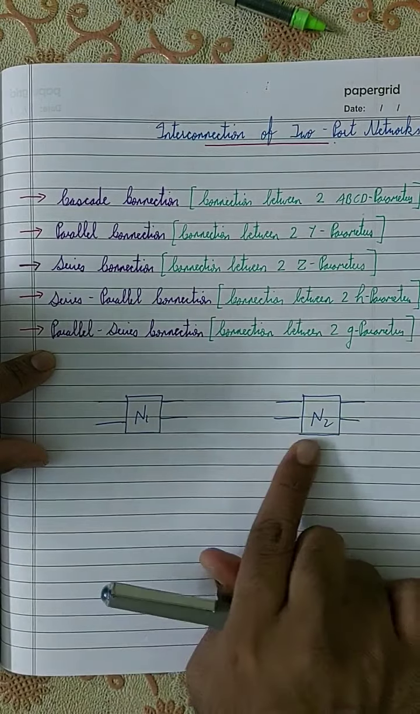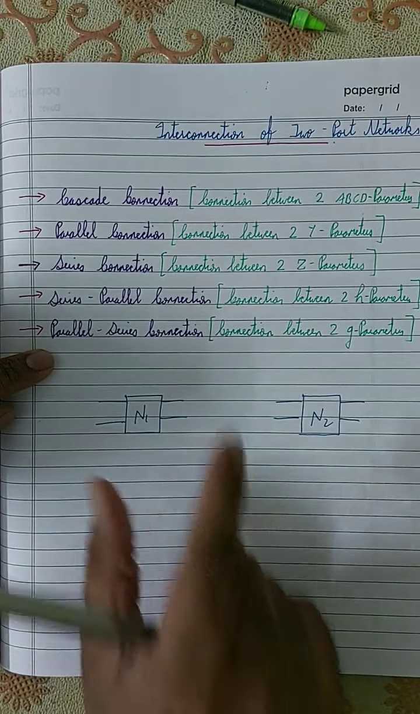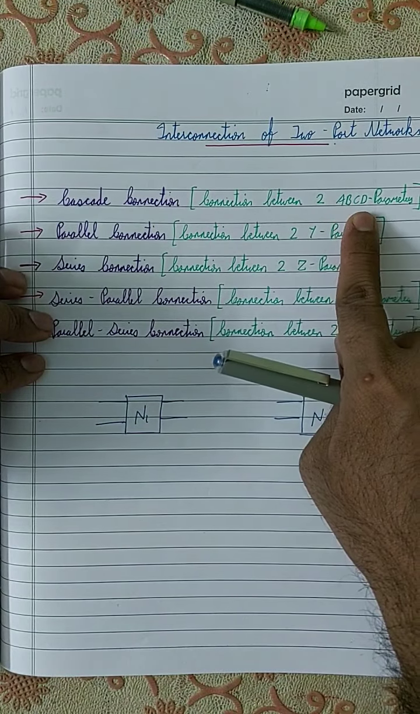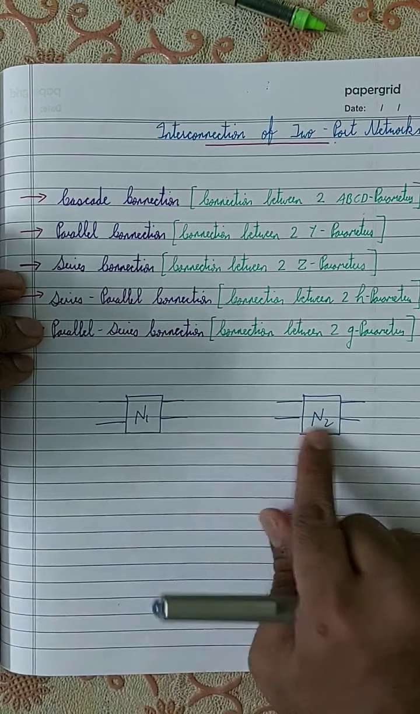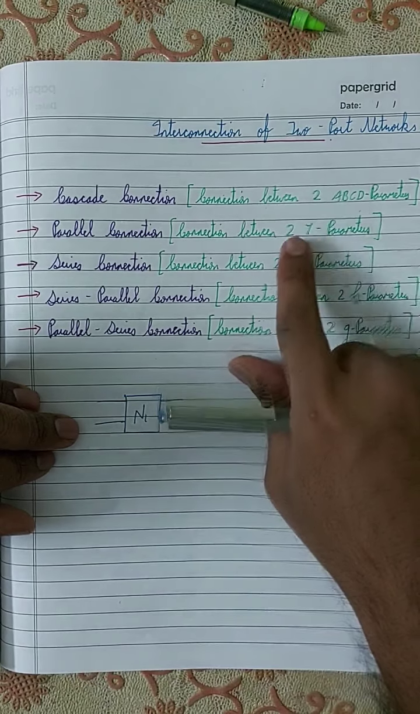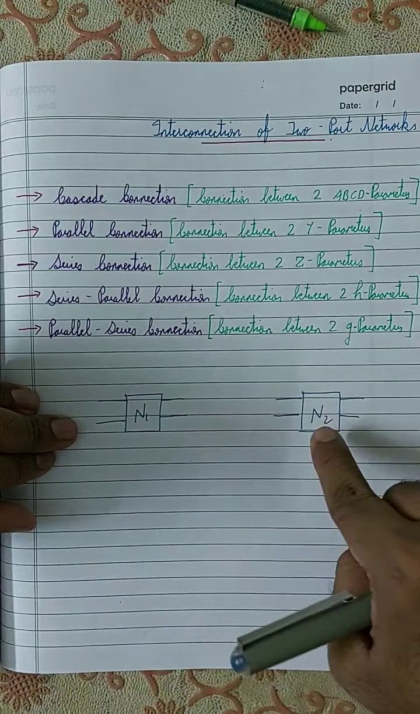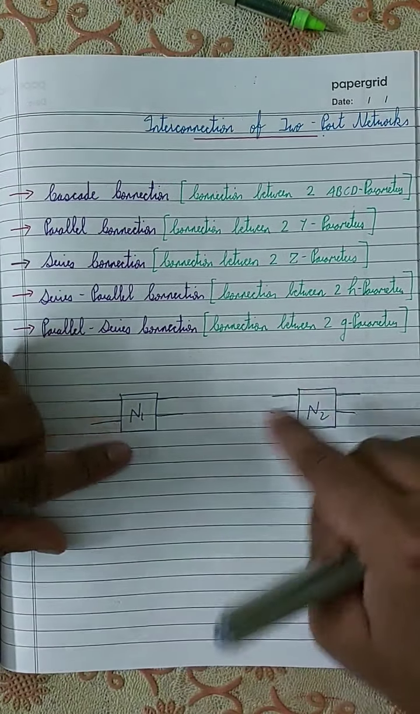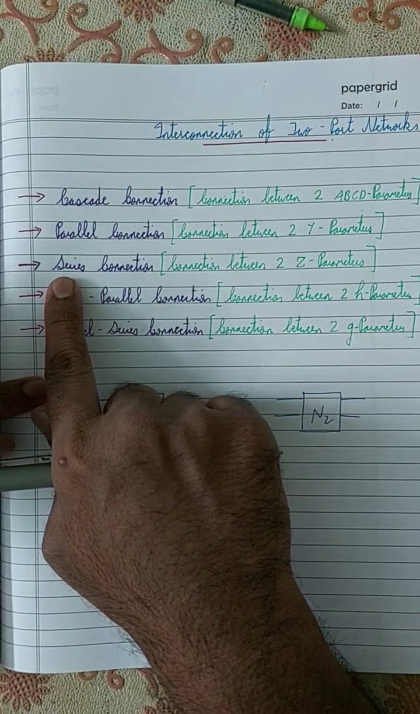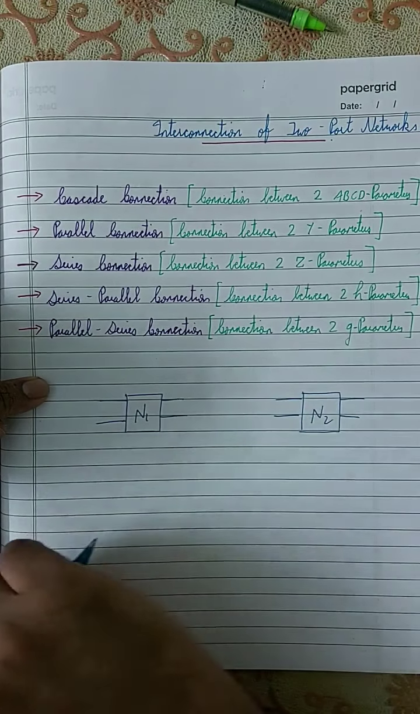If these two networks are connected in cascade, then we can represent them using their individual ABCD parameters. If these two networks are connected in parallel, then we can represent them using the individual y parameters, basically the y parameter of this and the y parameter of this. We can represent their overall parallel connection using y parameters. If you are connecting them in series, then you can represent them using their individual Z parameters.